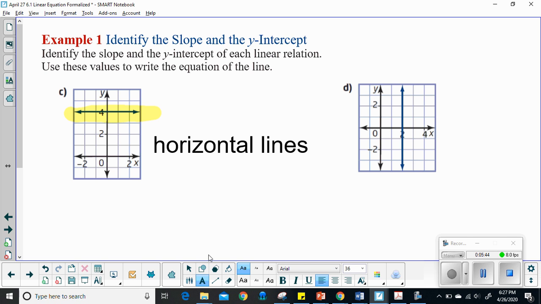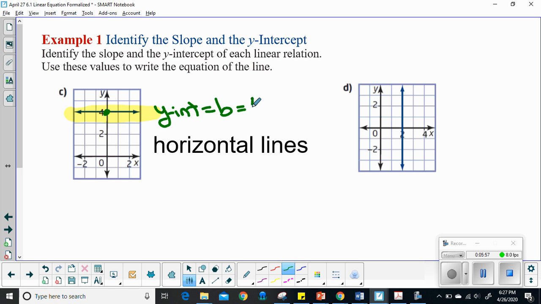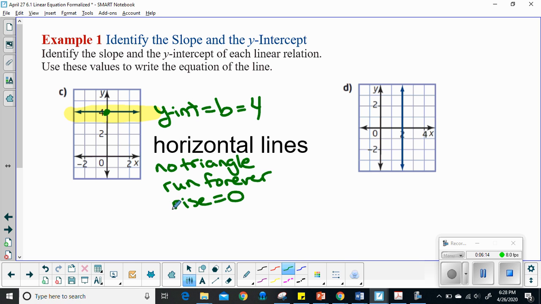I know we've talked about it once before, but let's just recap what these things mean, right? So my y-intercept is still right here. There's my y-intercept. Y-intercept, so that's my b value, which is 4. Now, I can't draw a triangle there, right? There's no triangle possible. I can run forever, but my rise is 0, like I can't go anywhere.